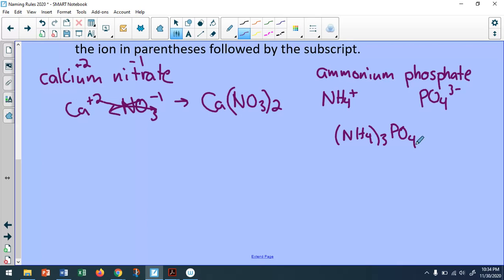So this is probably the most complex formula you'll have because we have 2 polyatomic ions. In most cases, you're going to be dealing with only about 3 elements. This is one of the times that you would have 4.